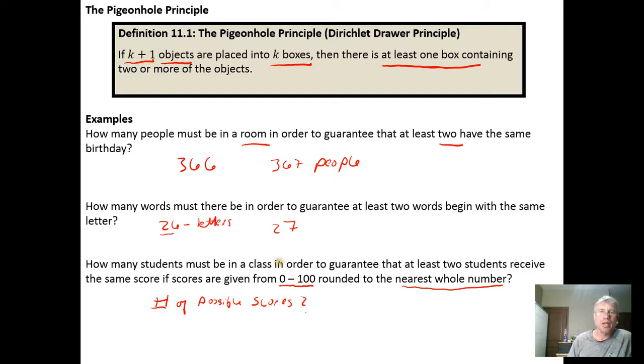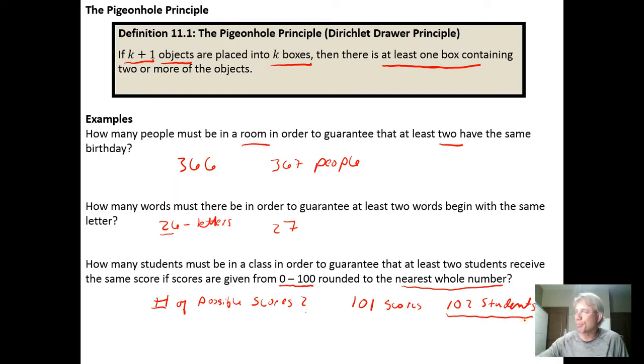And in this particular case, we want to recognize that we actually have 101 possible scores, because the numbers 1 through 100, that's 100 numbers, and 0 is actually the 101st number. So there's 101 possible scores. So we would need 102 students to guarantee definitively that two of them had the same score.